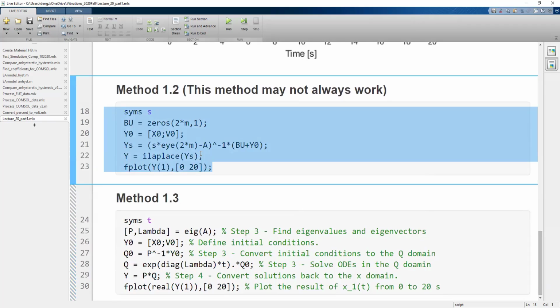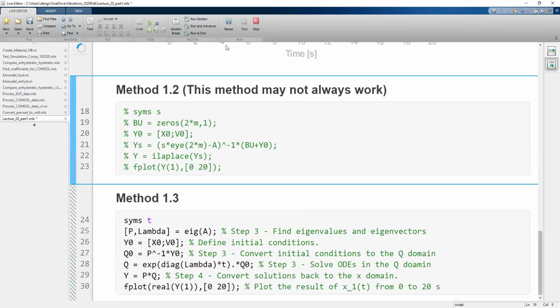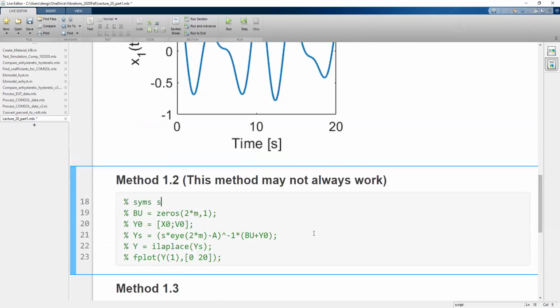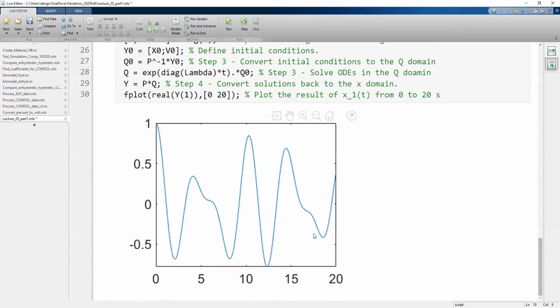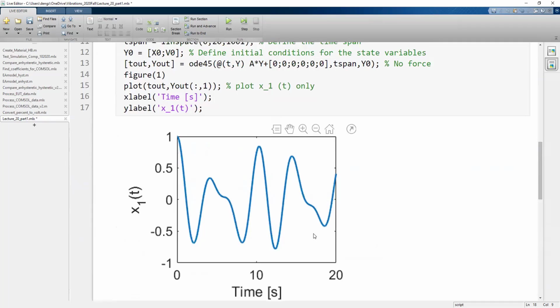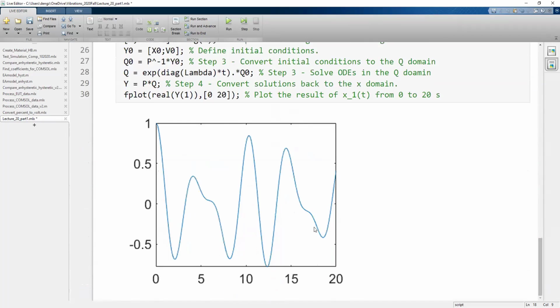Also I want to highlight that method 1.2 here is not working, so you can see the limitation of this method. And eventually that's the solution we have. They look identical because these two solvers are giving us identical solutions.